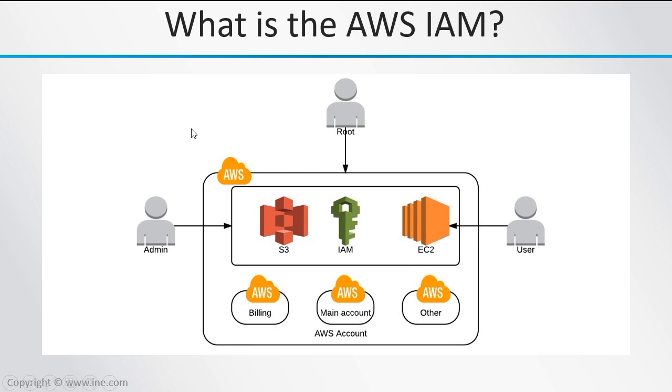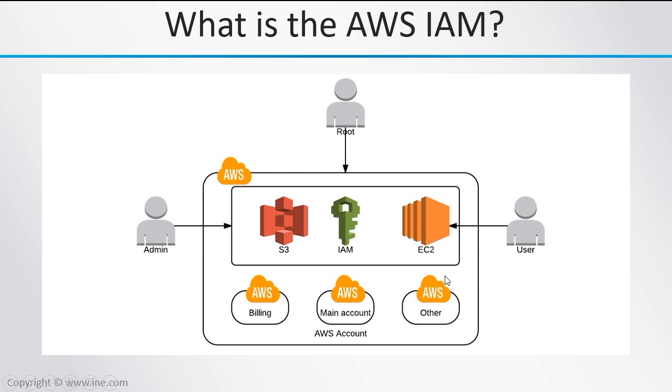So the root account has all access to the account. Also, the root account can remove admins, can remove everybody, can shut down the account, can shut down the company if the company is based on the AWS account. When you have this account and you want to use AWS, you just do a login.